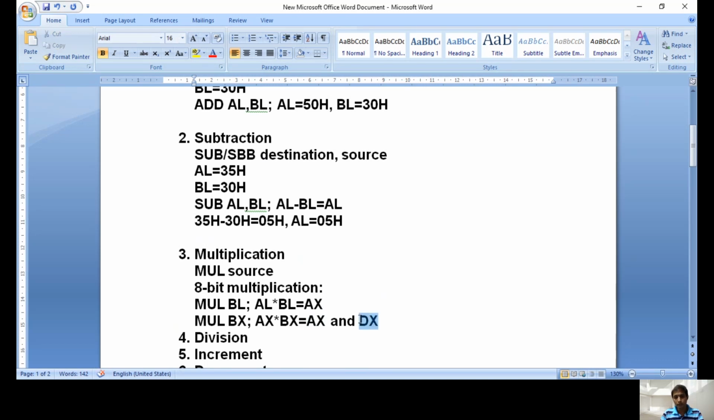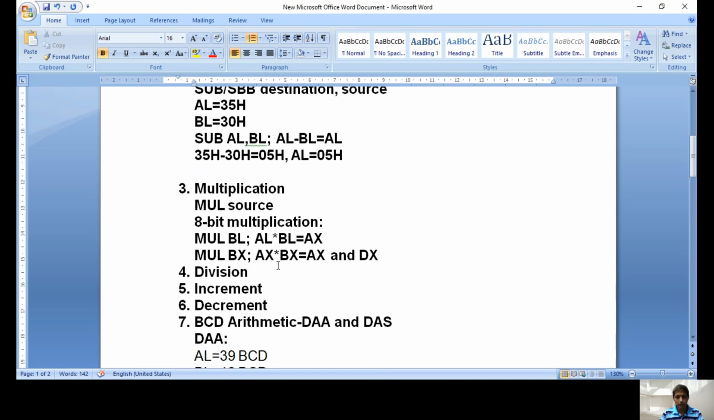So for this DX register, I already mentioned in the initial introduction part of register organization. So DX is another default register for 16-bit operation, but this DX will take the remaining part of the results only after initialization of DX. So before writing MUL BX instruction, we should initialize DX with all zeros. Then only DX takes the remaining part of the result.